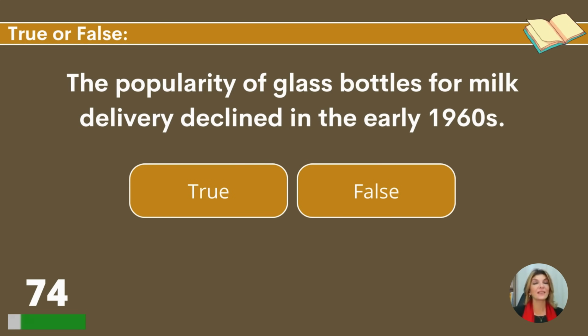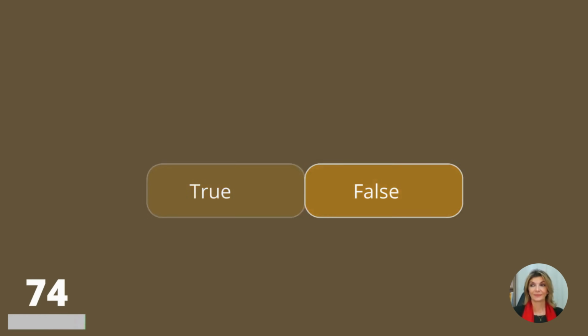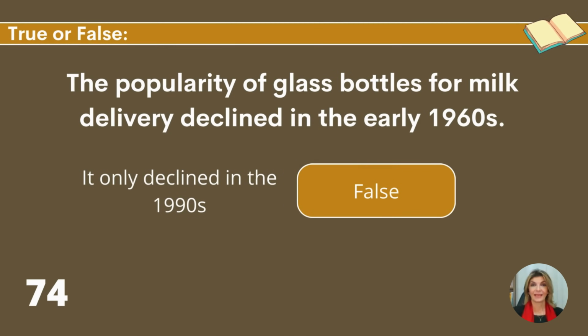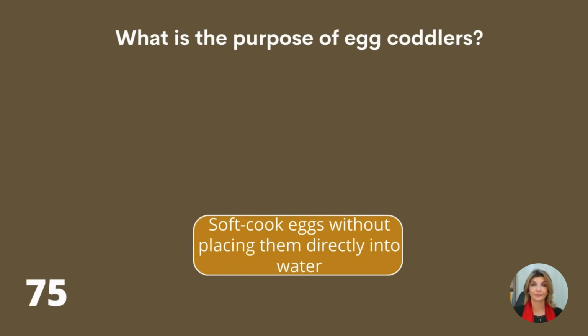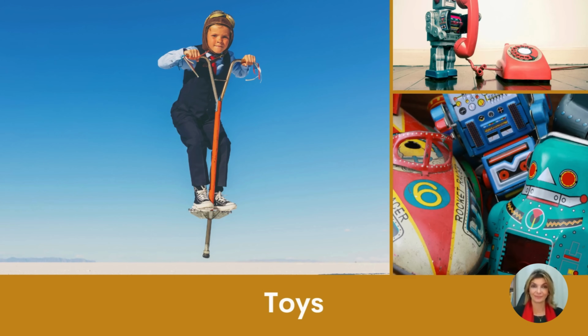True or false, the popularity of glass bottles for milk delivery declined in the early 1960s. This is false. It only declined in the 1990s. What is the purpose of egg coddlers? Poach eggs by placing them directly into water, boiled eggs by placing them directly into the water, or soft cook eggs without placing them directly into water? Soft cook eggs without placing them directly into water.